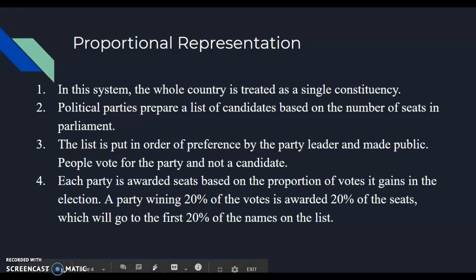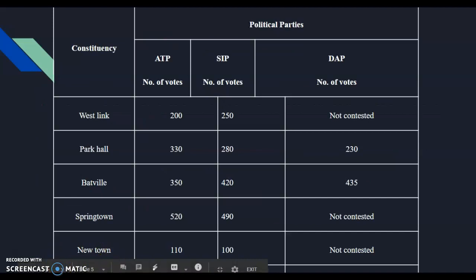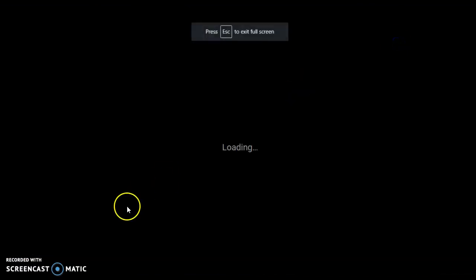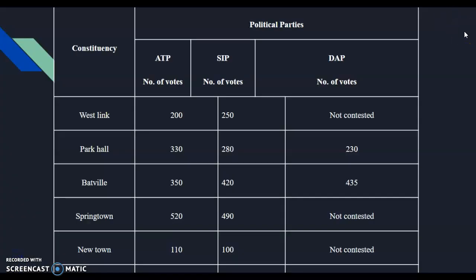Now let us try an activity to see if we can identify the difference between these two systems. All right, so here we have a table. Here we have election results for a particular country. On this side, we have constituencies. Now, how many constituencies do we have? So we have constituencies for this column. So we have 1, 2, 3, 4, 5 constituencies.